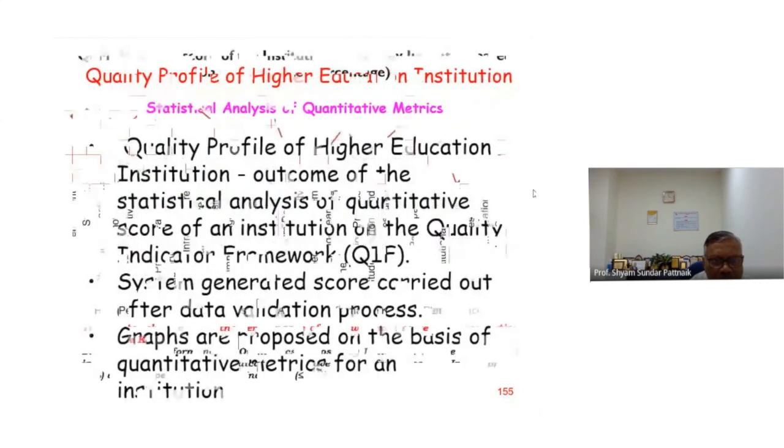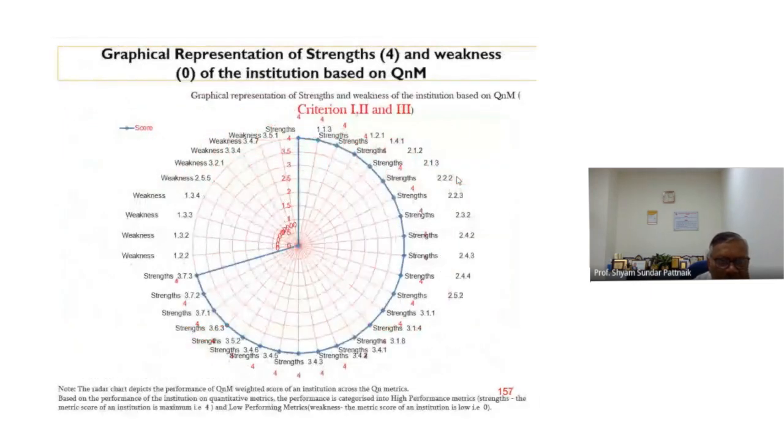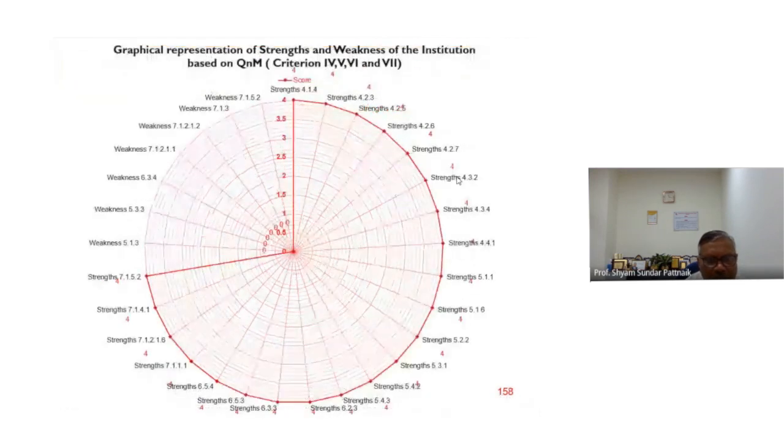You'll get this type of graphical representation in it: the high performance key indicators and low performance indicators. Then there will be a polar plot, which we also call a radar plot. This is basically a polar plot based on the weightage value you are getting, and the quantitative metrics are put in that particular polar plot. This is a polar plot.